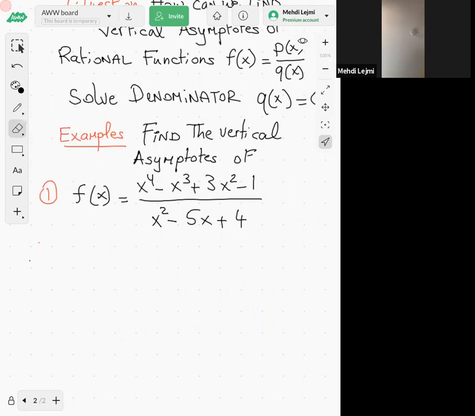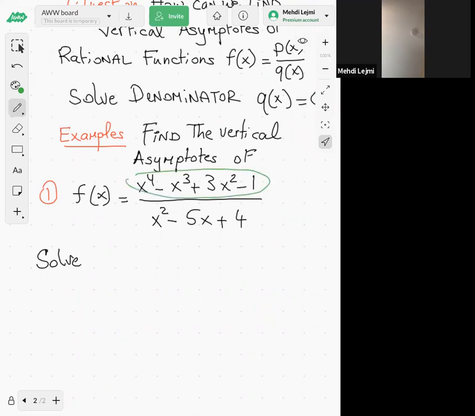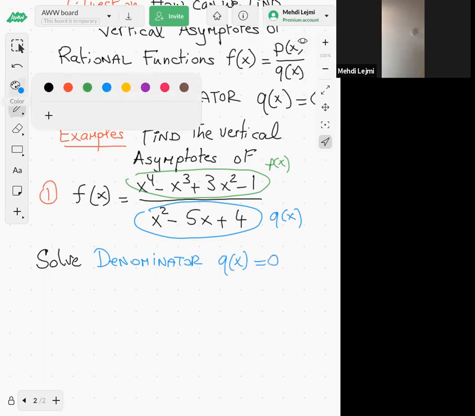So we want to find the vertical asymptote, right? All you have to do is solve. This is my p of x, and the denominator is my q of x. So all you have to do is solve the denominator q of x equal to 0. So that's x squared minus 5x plus 4 equal to 0.